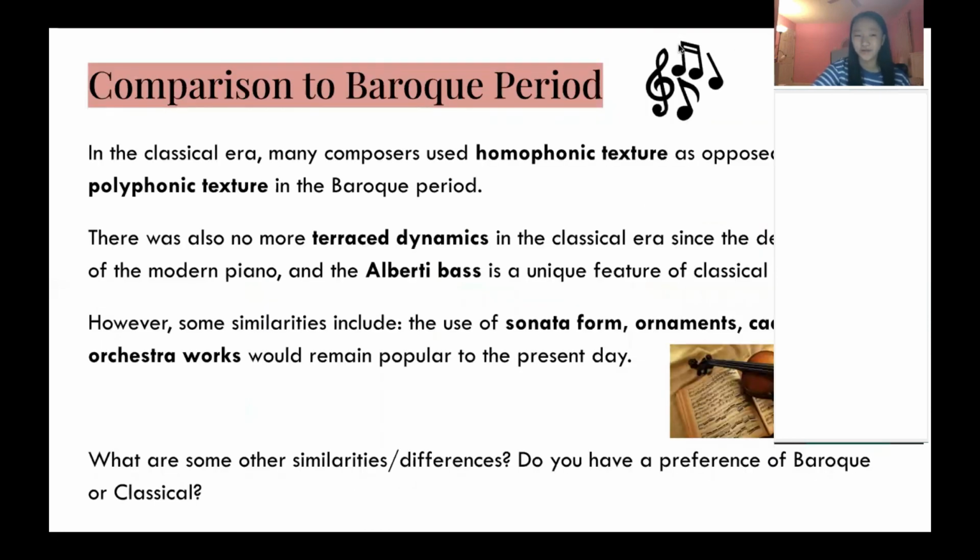Okay, this is the last slide we're going to go over. So in the classical era, many composers used homophonic texture, as opposed to polyphonic texture in the Baroque period. So this is what's different about classical versus Baroque. And there are also no more terrace dynamics. Remember, that means that there's no crescendo, but now we can crescendo because we have a modern piano. And the Alberti bass, which is the pattern, is a unique feature of the classical era. But the similarities include the use of sonata form, different ornaments like trills, a cadenza, which you can search up to find the definition, and orchestra works.